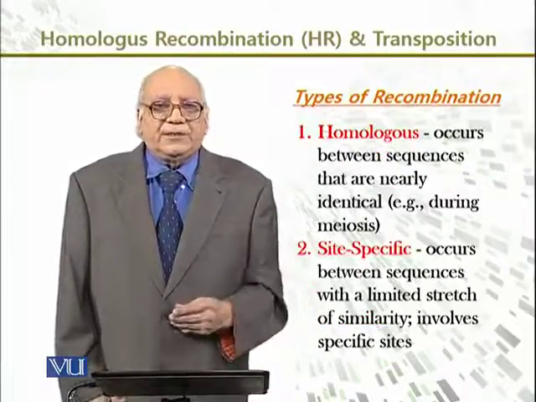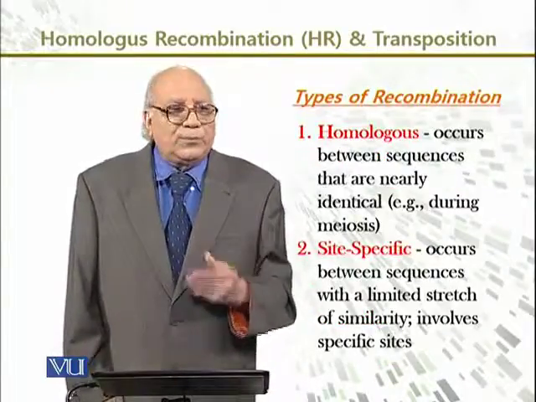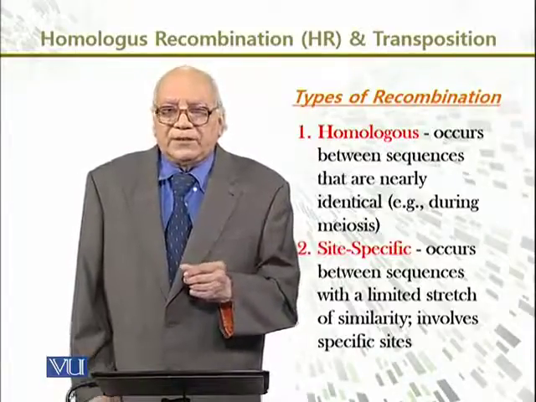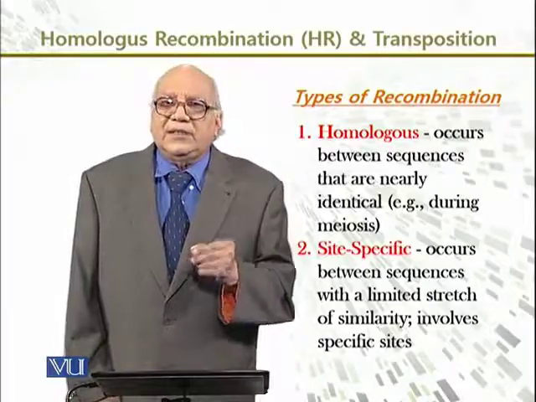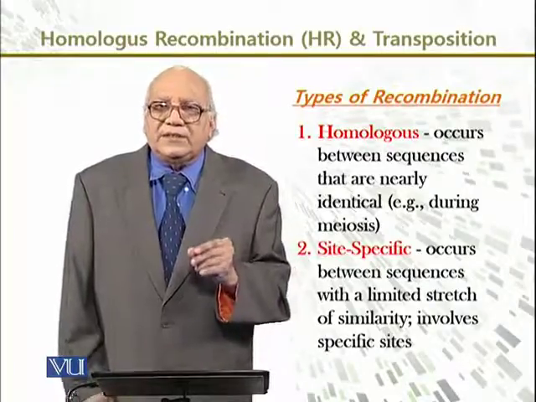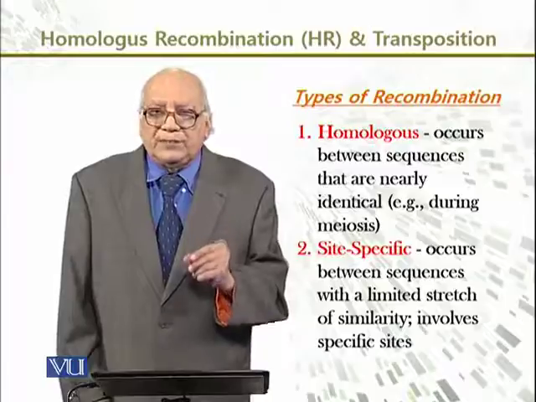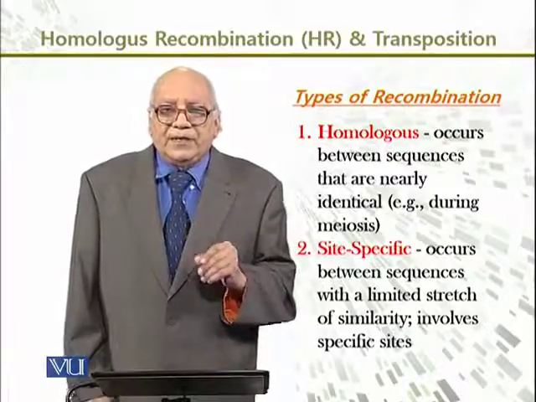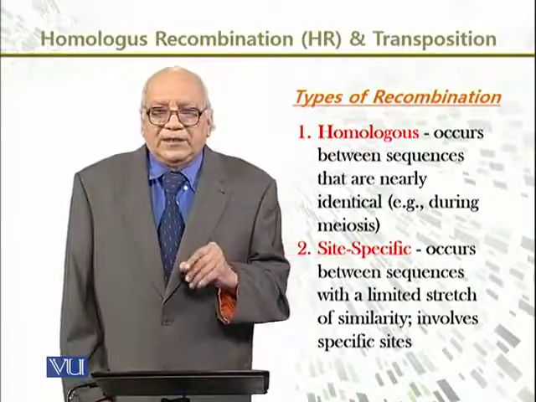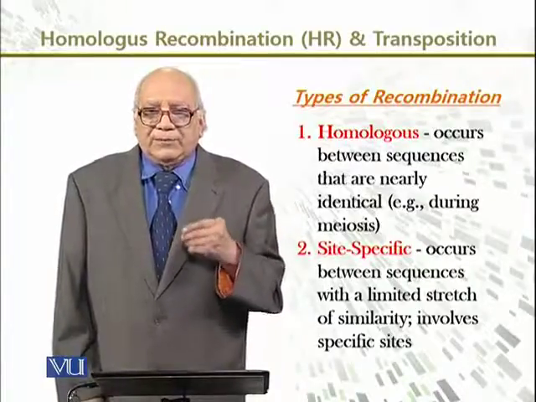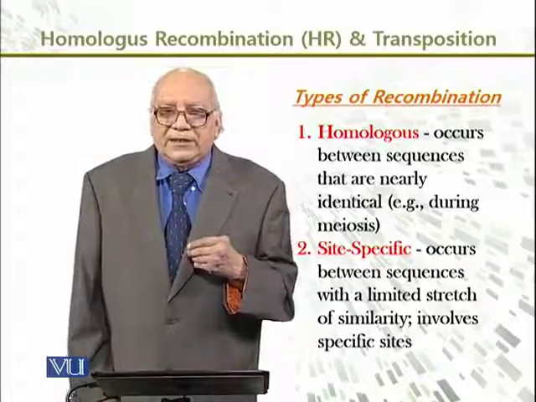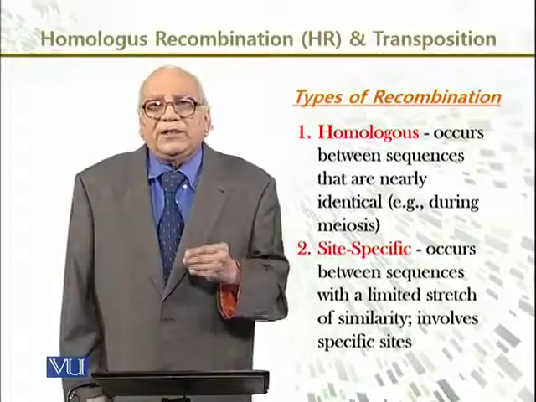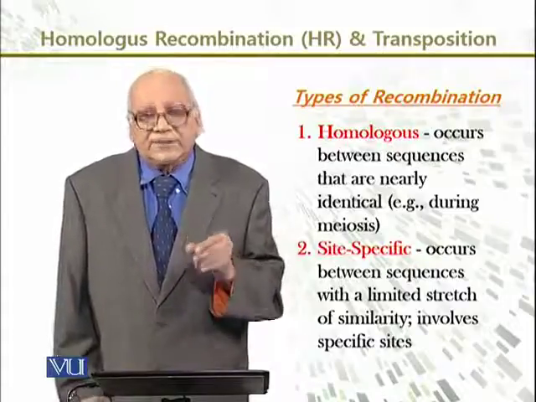Types of recombination are: one is homologous recombination, which occurs between sequences that are nearly identical. That is, on the DNA, the sequences which are just similar during meiosis. Then there is site-specific recombination, which occurs between sequences with a limited stretch of similarity, and it involves specific sites for specific genes.